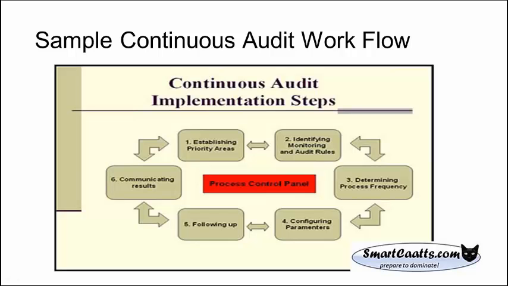Since we're going to talk about continuous, I threw in kind of a generic continuous audit implementation steps. A little later I'm going to show you a framework that I like much better, but this gets you thinking towards the continuous audit. What's the priority? Is anybody already monitoring and or auditing that? What are the rules? What is the criteria? Determining the process frequency, is it hourly, daily, monthly, quarterly, all those types of things, and then communicating results.